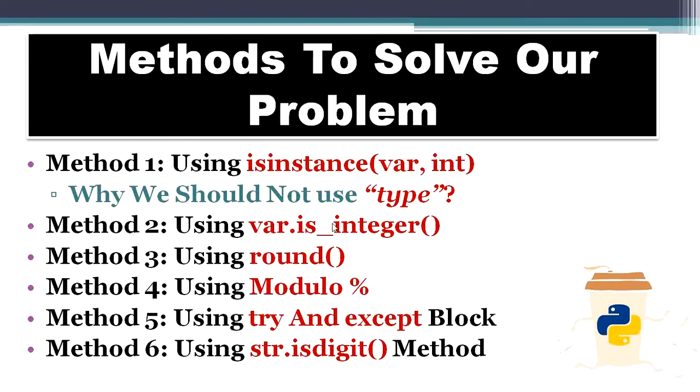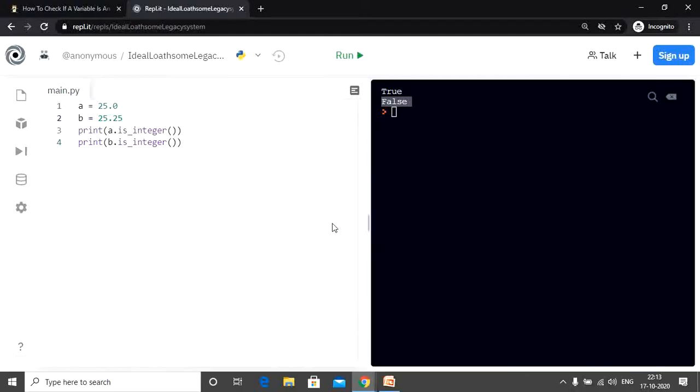Now let's discuss the round method to check if the variable is an integer or not. However, before that, let me remind you that the round method in Python returns the nearest integer when no values are passed to the optional digit argument. So you might be thinking, what's the digit argument? Let me show that to you.